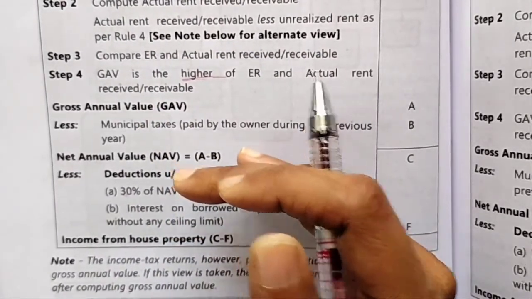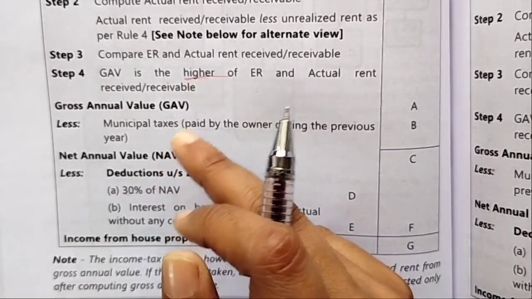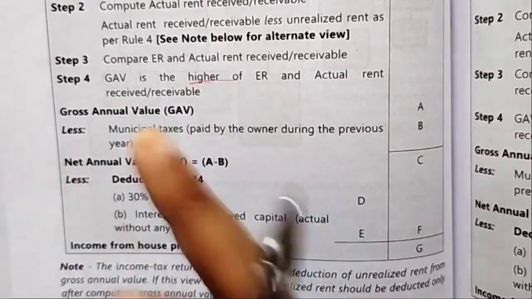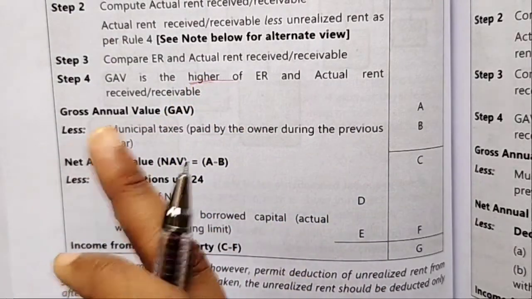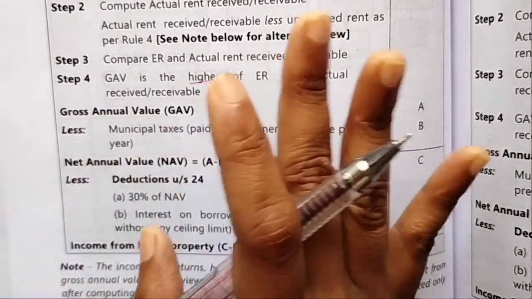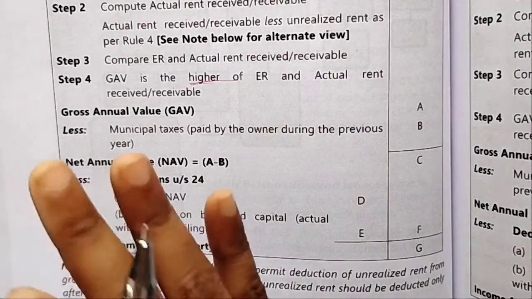So, there are two deductions under section 24. First one is 30% of NAV and the second one is interest on borrowed capital. After these deductions, we get the income from house property. So, this is how the income from house property is calculated when the property is let out throughout the previous year.